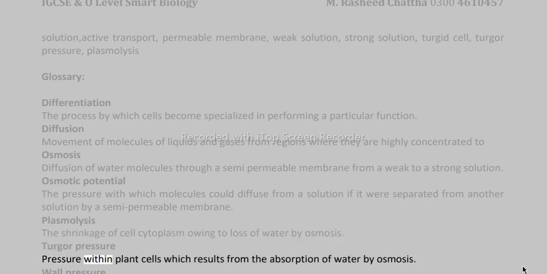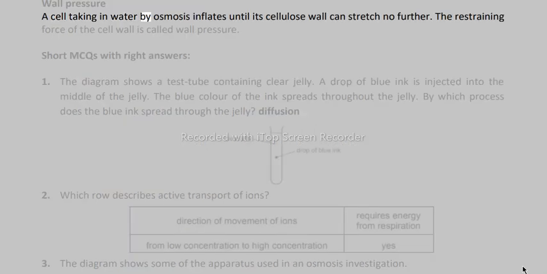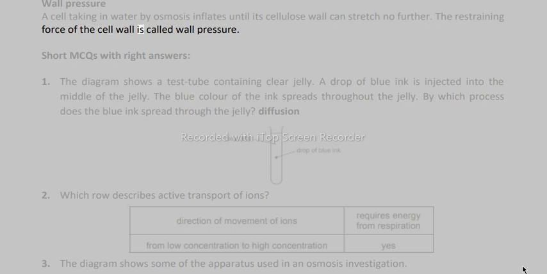Turgor pressure: pressure within plant cells, which results from the absorption of water by osmosis. Wall pressure: a cell taking in water by osmosis inflates until its cellulose wall can stretch no further. The restraining force of the cell wall is called wall pressure.